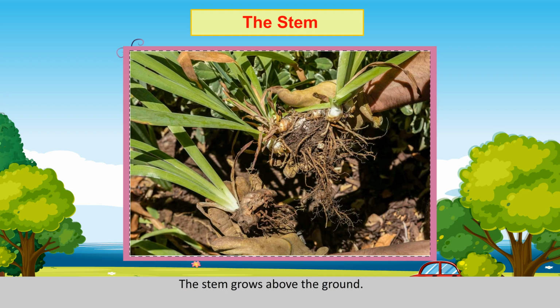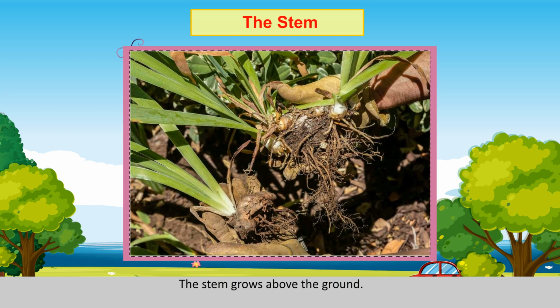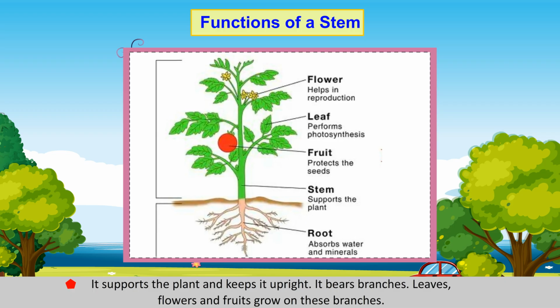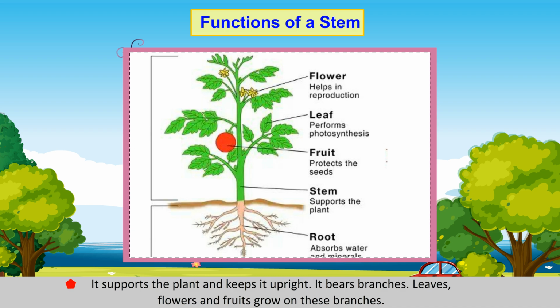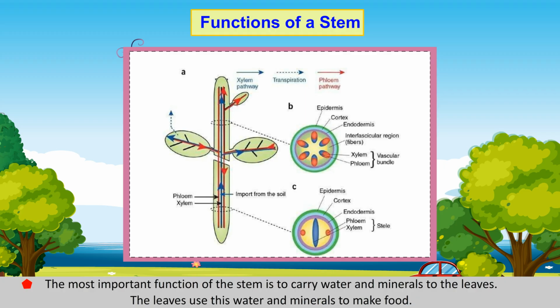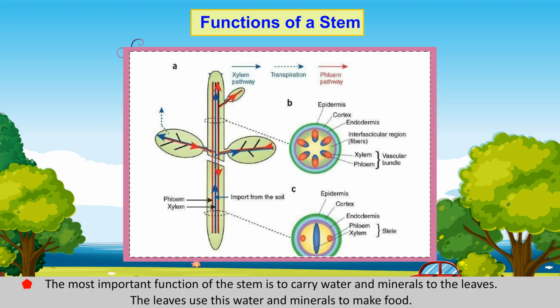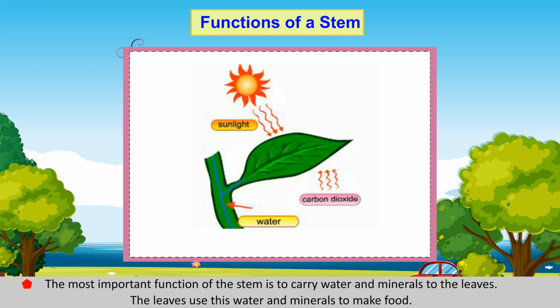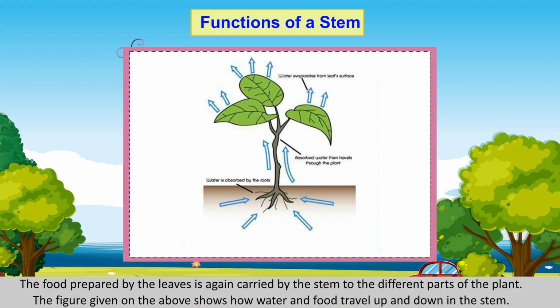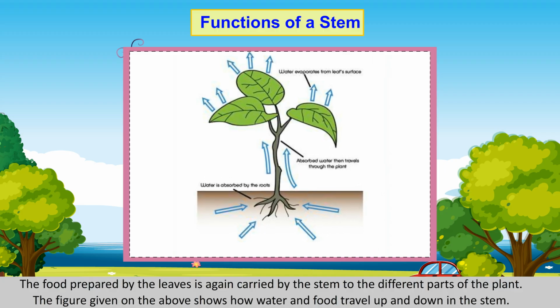The stem. The stem grows above the ground. Functions of a stem. It supports the plant and keeps it upright. It bears branches. Leaves, flowers and fruits grow on these branches. The most important function of the stem is to carry water and minerals to the leaves. The leaves use this water and minerals to make food. The food prepared by the leaves is again carried by the stem to the different parts of the plant.